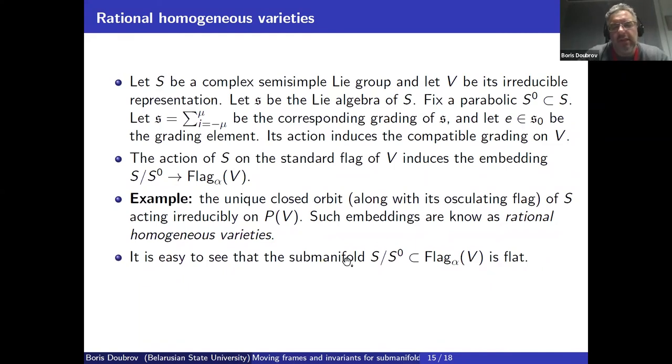So we can easily see, actually from the definitions, that this submanifold is flat in terms of our definitions. It will have a symbol which is exactly the negative part of s. And this will be a flat model among all submanifolds having the same symbol in this big ambient parabolic homogeneous space. Well, the flag variety is, of course, a big ambient parabolic homogeneous space.